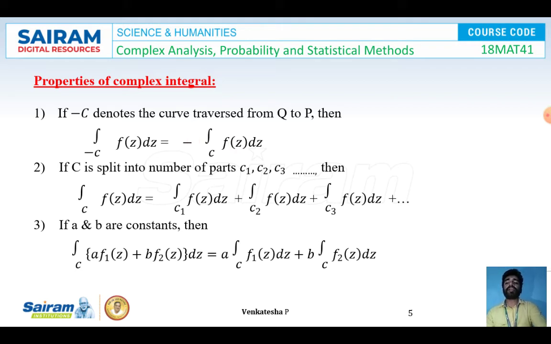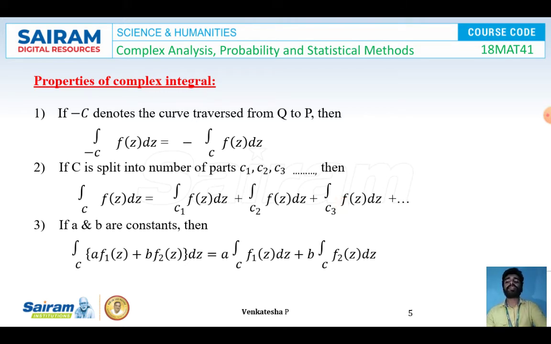The second property is: if C is split into a number of parts like C1, C2, C3 and so on, then the integral over C of f of z dz will be equal to the integral over C1 of f of z dz plus the integral over C2 of f of z dz plus the integral over C3 of f of z dz and so on.